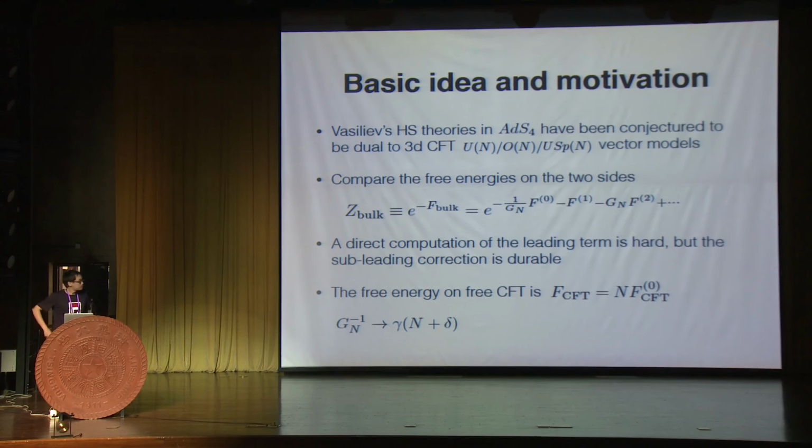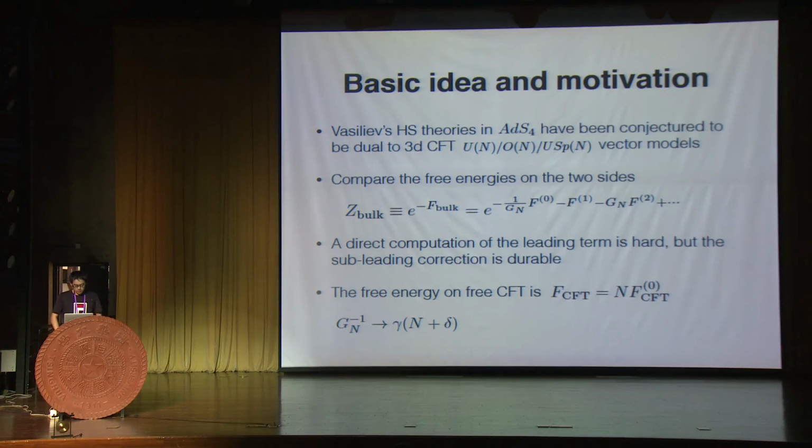Vasiliev higher-spin theory in AdS4 has been conjectured to be dual to 3D singlet sectors of the free vector models on the boundary. A non-trivial test is to compare the free energy on both sides. In the bulk, we can expand the free energy as a series in g for small g. A direct computation of the leading term, f0, is hard because we don't have a Lagrangian description. But f1, the one-loop correction, is doable.